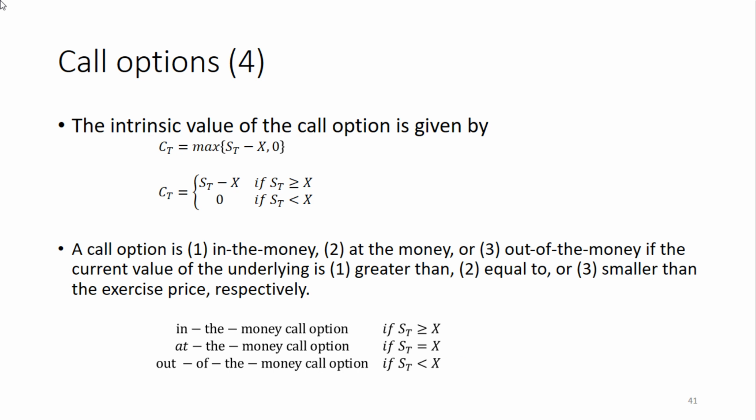So then some formulas. The intrinsic value of a call option is given by C at moment T. You look at the difference between the exercise price that I've agreed upon, X, and the actual price that prevails, so that's S_T, the spot price in the market. And I have a maximum operator there. Only when S_T minus X is greater than 0, it has a positive value. Otherwise, the value will be 0.